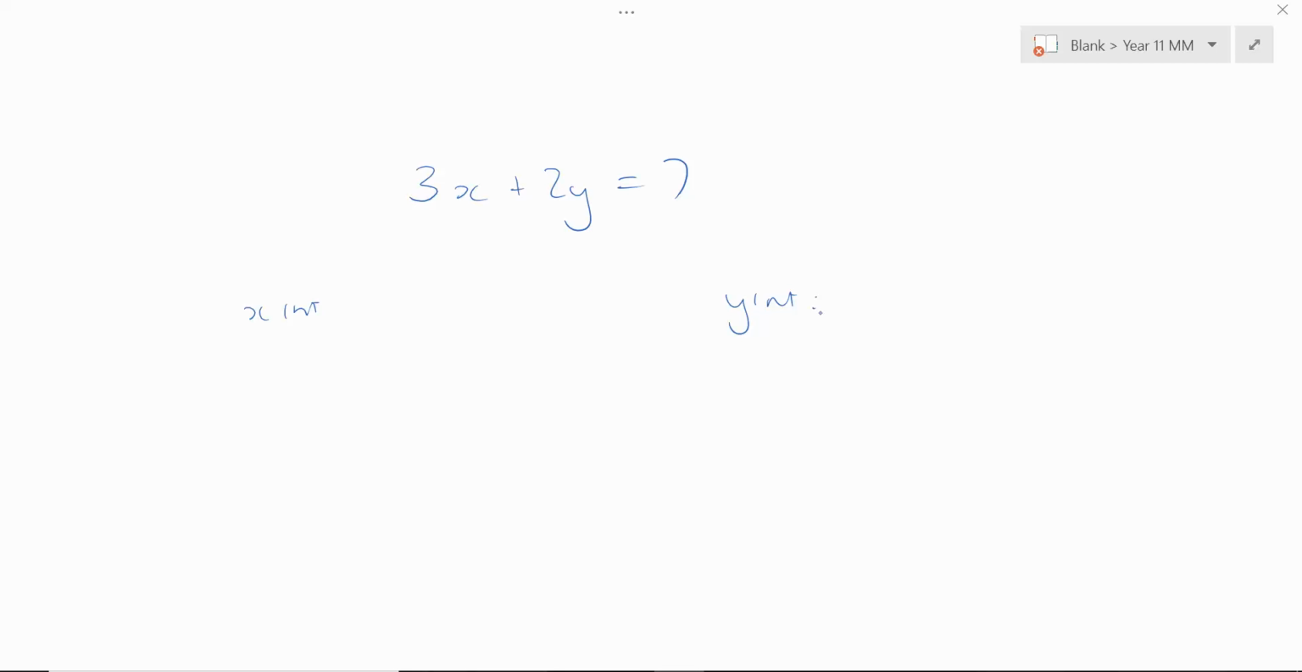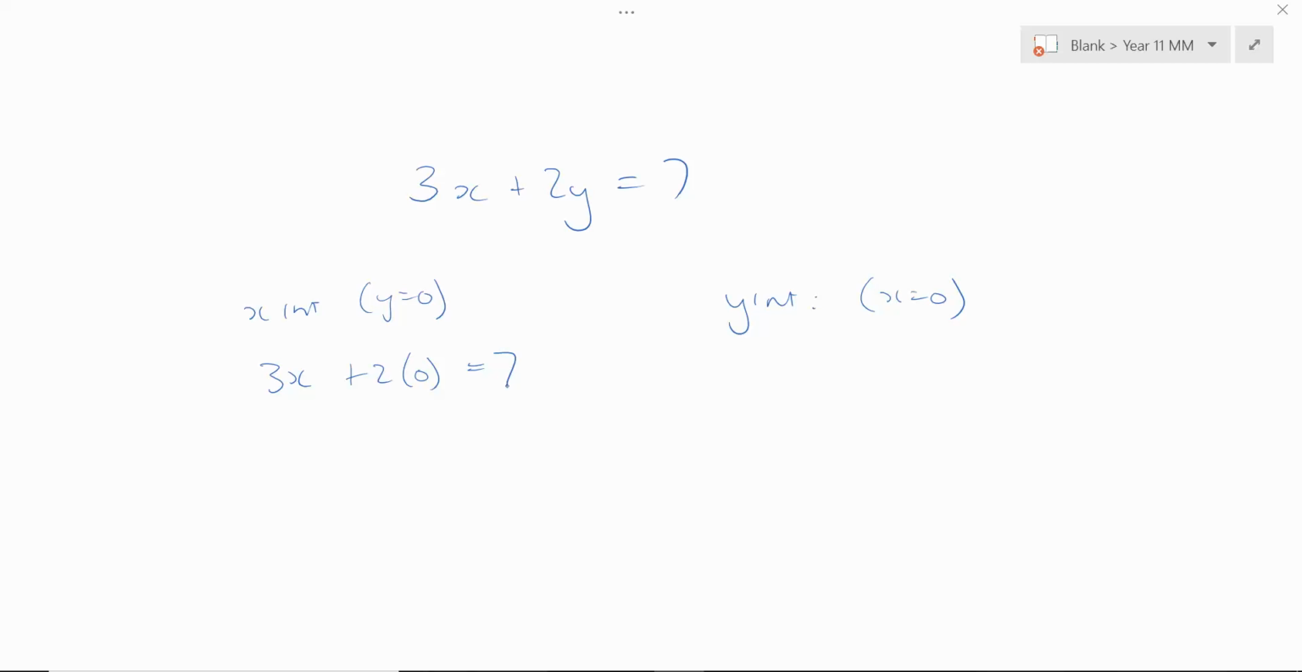So if you have a look at this graph here, it's simply the same thing. X-intercept, you let y equal 0, whereas y-intercept, you let x equal 0. So if we were to do that, this one here, you have 3x plus 2 times 0 equals 7. Solve it. 2 times 0 is 0. 3 times x, remove the 3 by dividing both sides by 3. Answer: 7 on 3. Yeah?